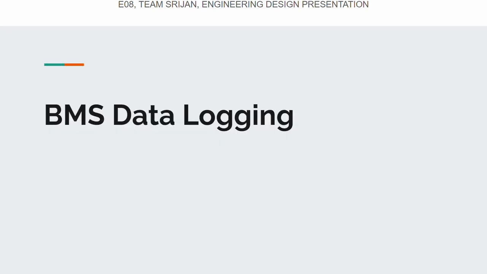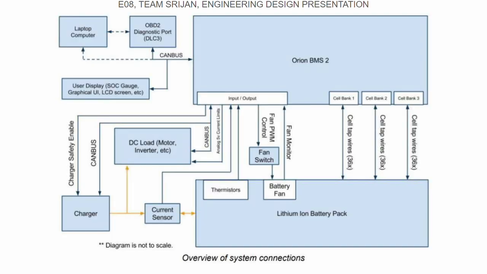BMS data logging helps electric vehicle engineers monitor battery health in real time, ensuring safety and optimal performance. It enables predictive maintenance by analyzing historical data to forecast potential issues and extend battery life. Engineers can utilize this data for performance optimization, anomaly detection, and regulatory compliance. Here is a schematic representation of how data logging is done with Orion BMS2.